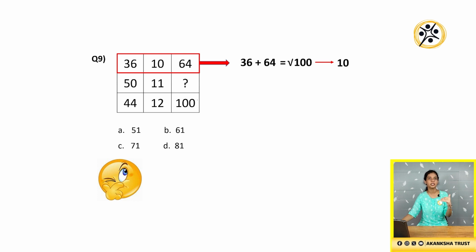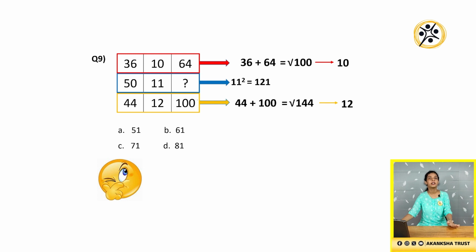So here, since the missing number is in the second row, let us validate this relationship in the third row. So here in third row, we have 44 and the third row entry as 100. So when you sum it up, it would be 144 and the square root of 144 is 12. So applying the same logic for the second row entry, we have 50 plus the missing number and the square root of the sum is 11.